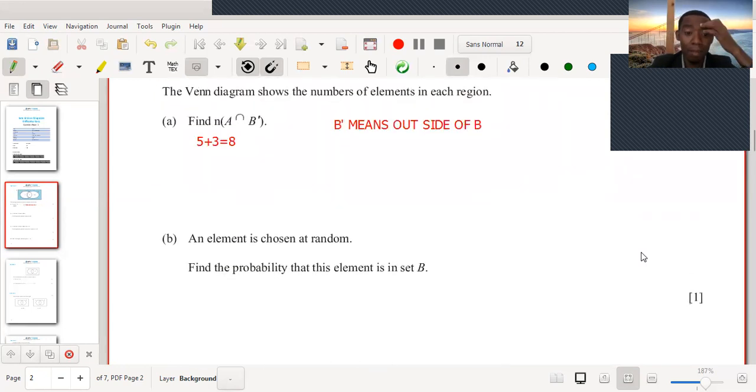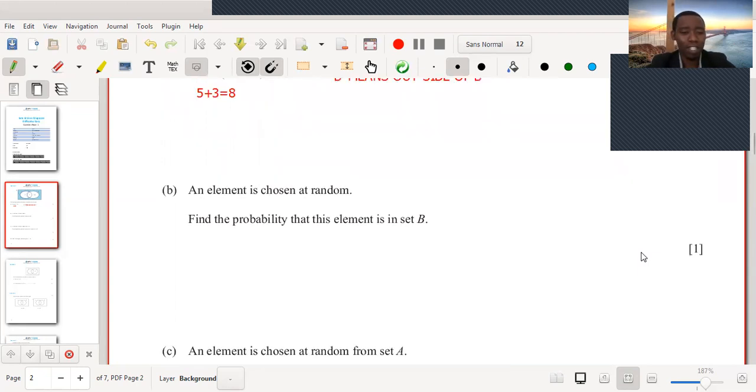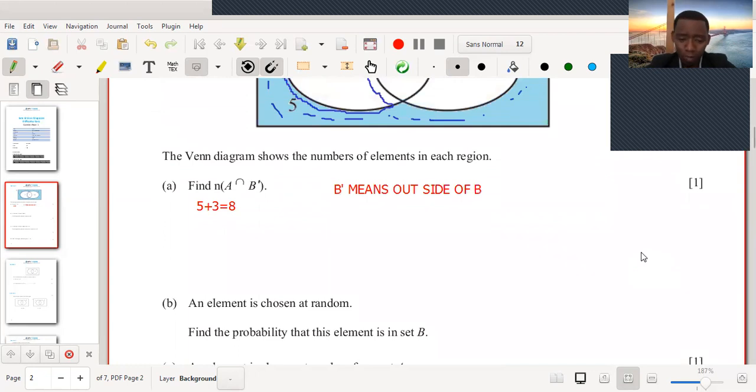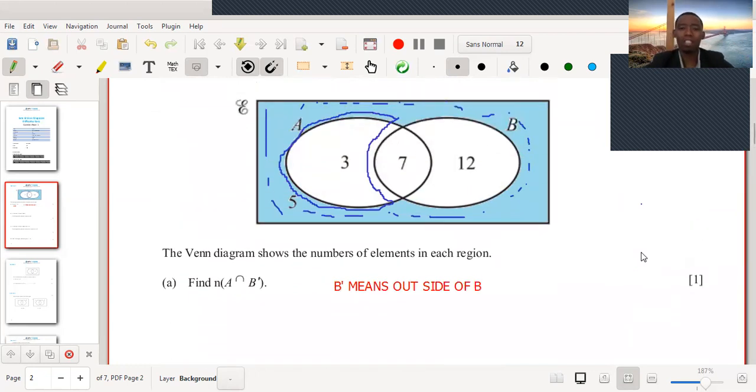Here, an element is chosen at random. Find the probability that this element is in set B. We first of all need to know how many elements are in set B. You can see set B is here. This is set B. So we have 7 and 12.